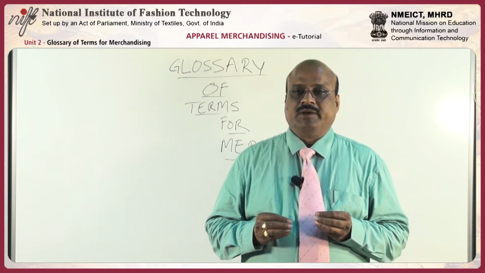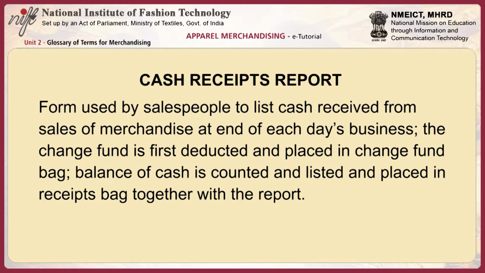Another important term is cash receipts report. So what is the cash receipts report? The cash receipts report is the form used by salespeople to list cash received from the sales of merchandise at the end of each day's business. The change fund is first deducted and placed in the change fund bag. The balance of cash is counted and listed and placed in the receipts bag together with the report. So basically, the cash receipts report indicates the amount of sales of merchandise at the end of each day's business. So it indicates the revenue from the sales in a day. So that is the importance of the cash receipts report.